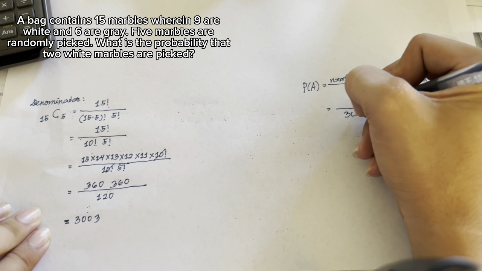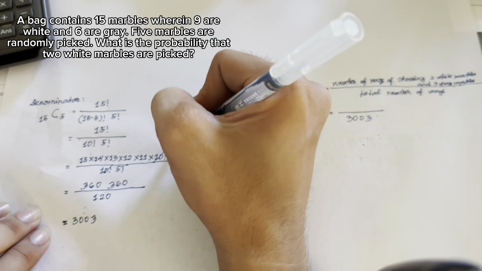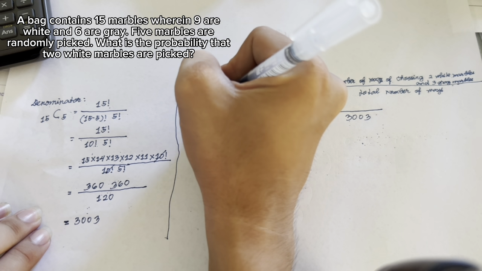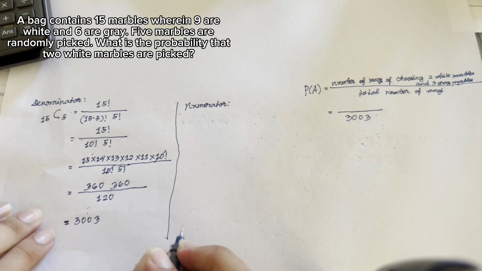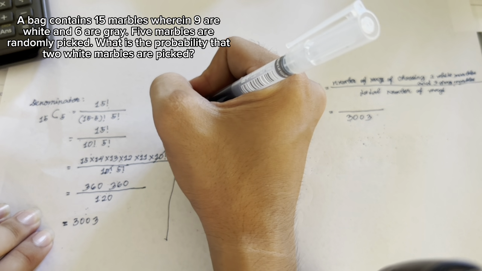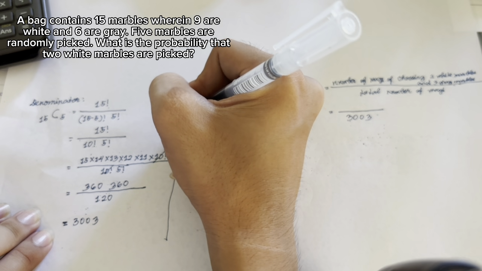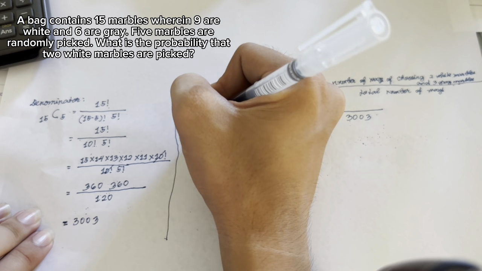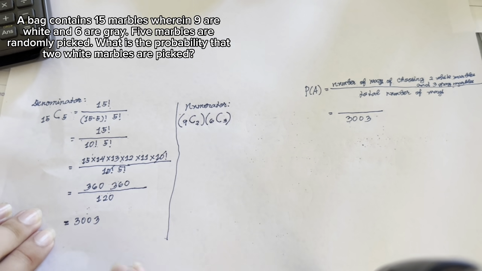Before we solve for the numerator, let's write first the denominator. Alright? Very good. Let's proceed to the numerator. Let's start off with white marbles. Again, there are 9 white marbles. Then 2 are picked. So that's 9C2. For gray marbles, there are 6. Then 3 are picked. So that's 6C3.